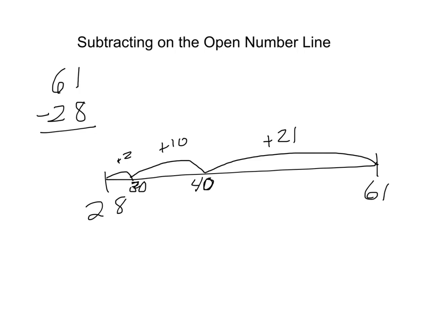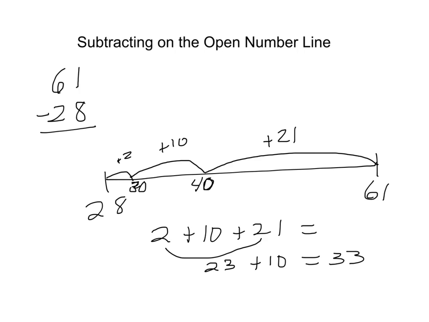Finally, I'm going to jump from 40 to 61 because it looks like an easy jump, and do it as 21. I could, of course, jump to 60. I could jump to 50 and then to 60. But in the end, I want to end up at 61. Then I add up all my jumps and figure out what my final answer might be.